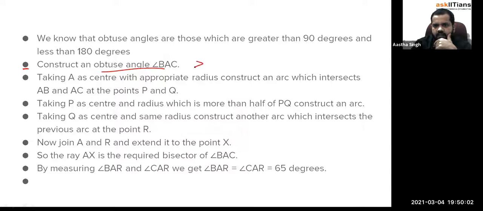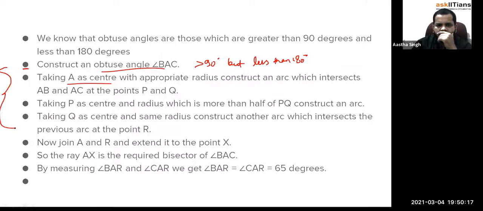An obtuse angle is greater than 90 degrees but less than 180. Okay, and these are the steps, guys. These are the same steps we have already done. Let me just draw a rough diagram here to show what it means.